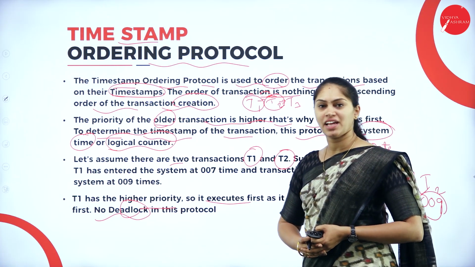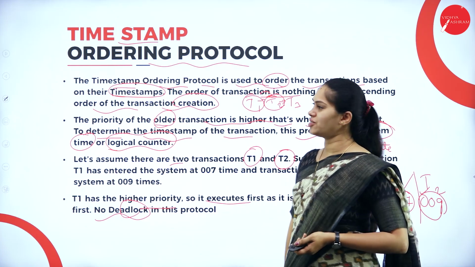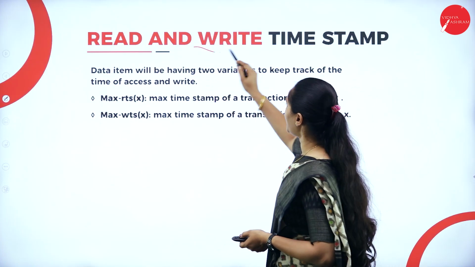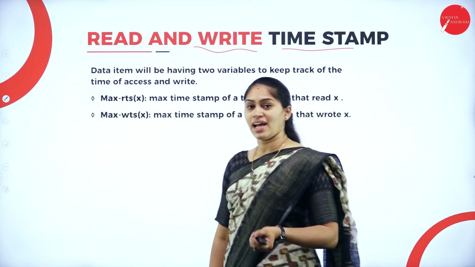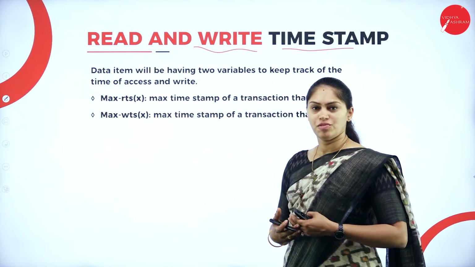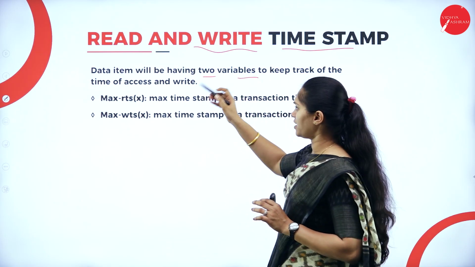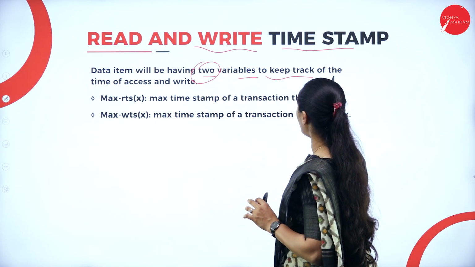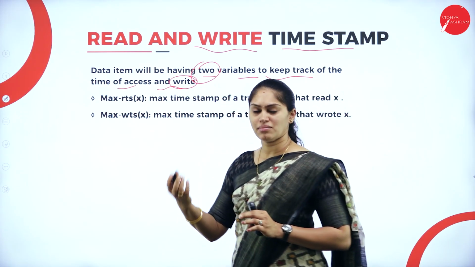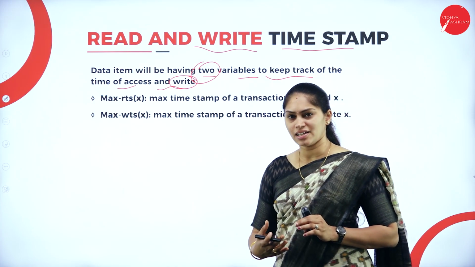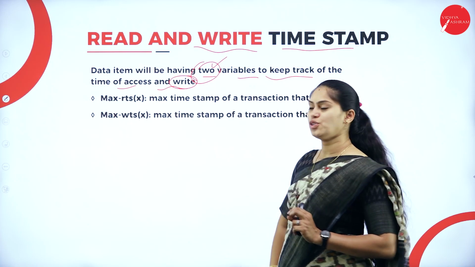Then how can we get to know the timestamp for either read or write? There also we have a possibility here: read and write timestamp. That means we have a data item. That data item can be read, or can be written to. So in order to keep track of the time of access and write, whether I am reading a content or writing a content to the data item, we have two variables.